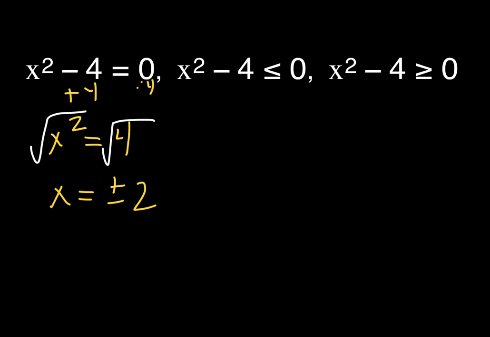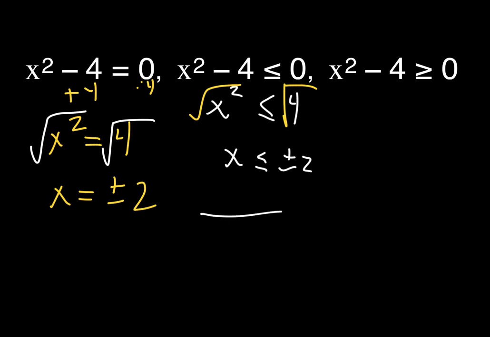Second problem, add 4 to both sides. X squared less than or equal to 4. X, square root both sides. X is less than or equal to plus or minus 2. You say, wait, how does that work? This is where we're going to have to then be thinking about a number line. Here's negative 2. Here's 2.